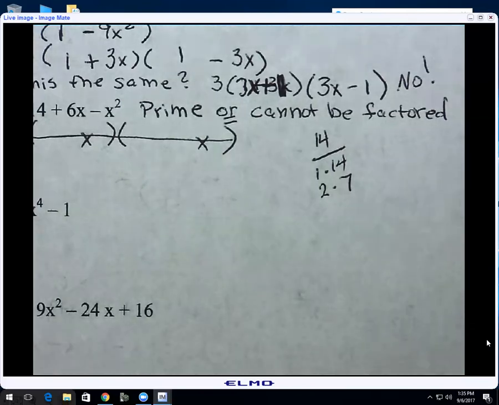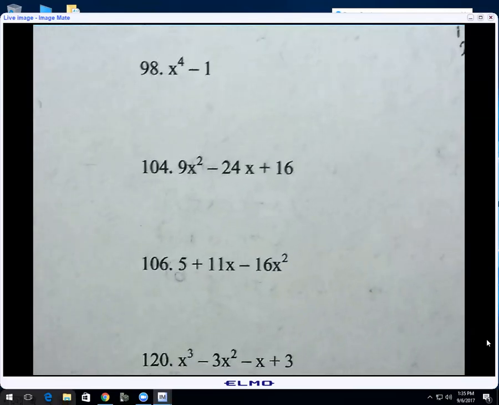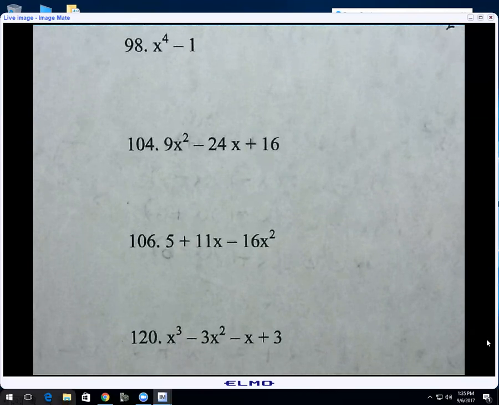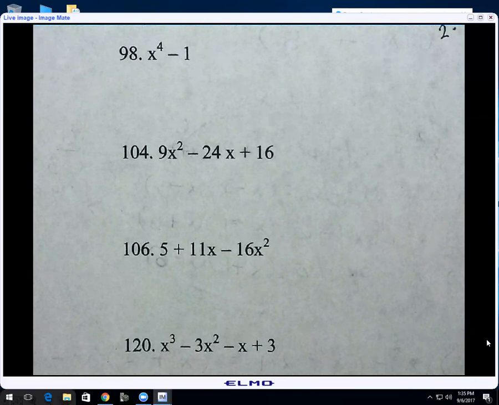All right, number 98. What's the first thing you ask yourself? Greatest common factor? Is there a greatest common factor? No. What's the second thing you ask yourself? How many terms are there? 2. What's the only kind of binomial we know how to factor? Difference of 2 squares.